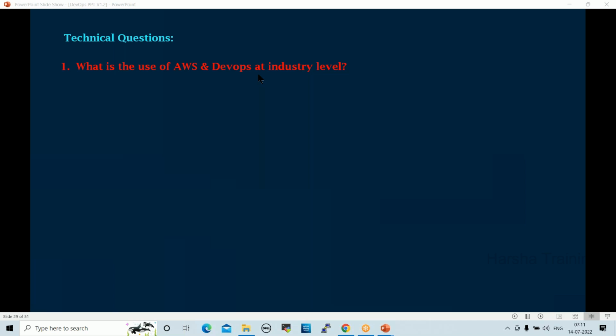So what are the uses of AWS and DevOps at industry level? Cost saving is the main thing. The client always looks for cost saving. For example, one of my friends is working at Wipro. In their project, their team size one year back was 15 members. Slowly they are reducing, and currently they are 6 members only, because of automation.